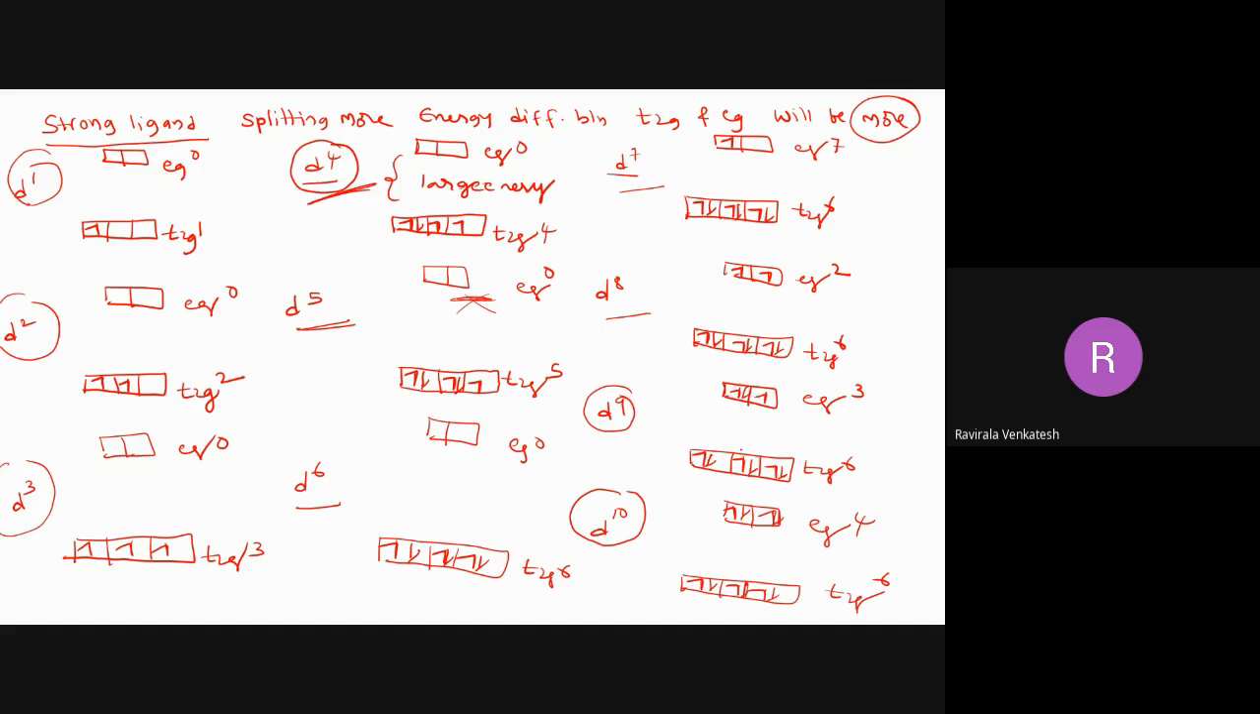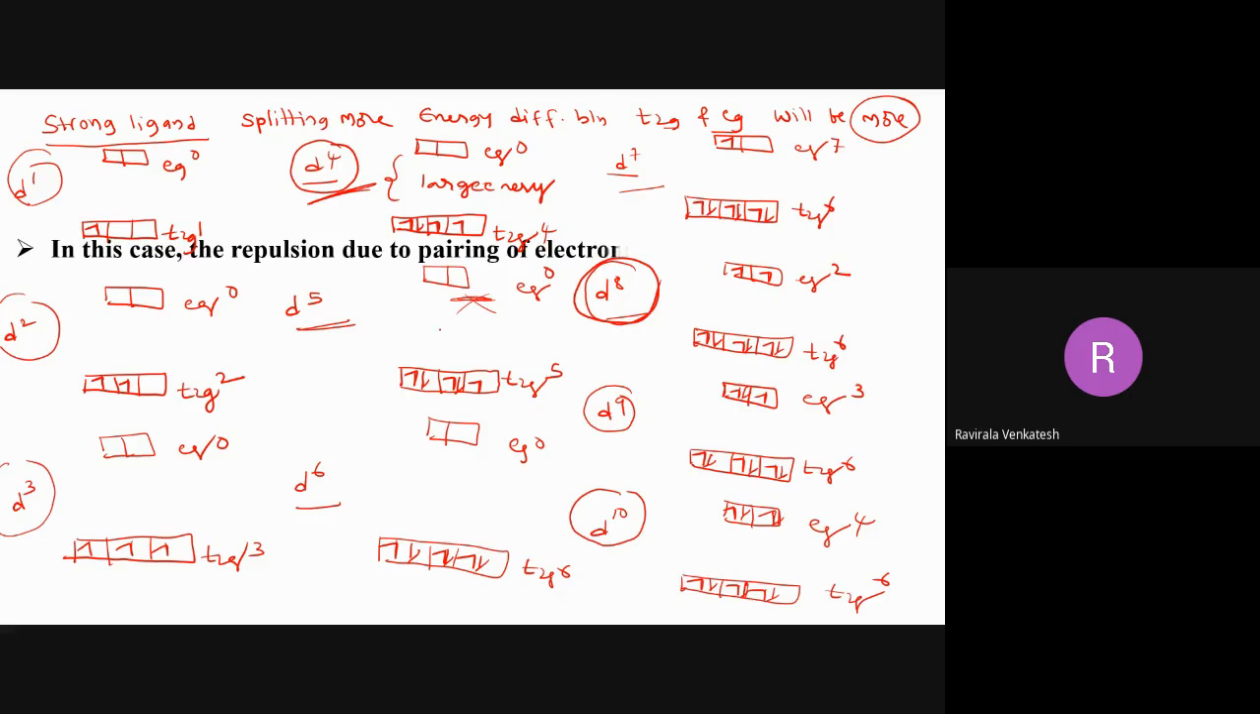Okay, because you are getting 1, 2, 3, 4, 5, 6, 7, 8, 9, 10. So D8 also, these are the same, whether it is strong ligand or weak ligand. Why? Because of how you are filling in the weak ligand in D8: 1, 2, 3, 4, 5, 6, 7, 8. Okay, ninth electron. The ninth electron, we are filling the same way. So these both are filling the electrons in the T2G and EG orbitals, isn't it?